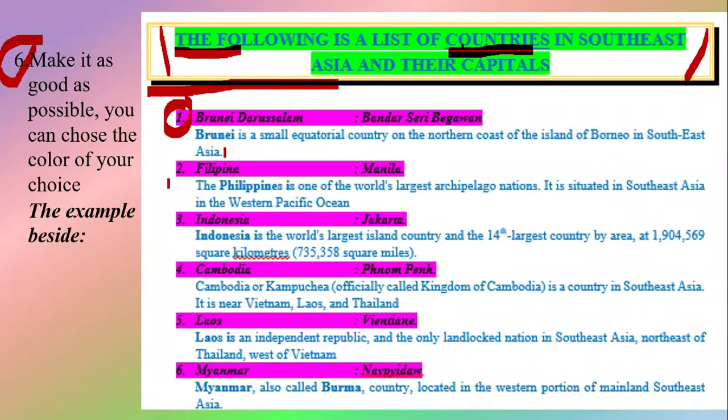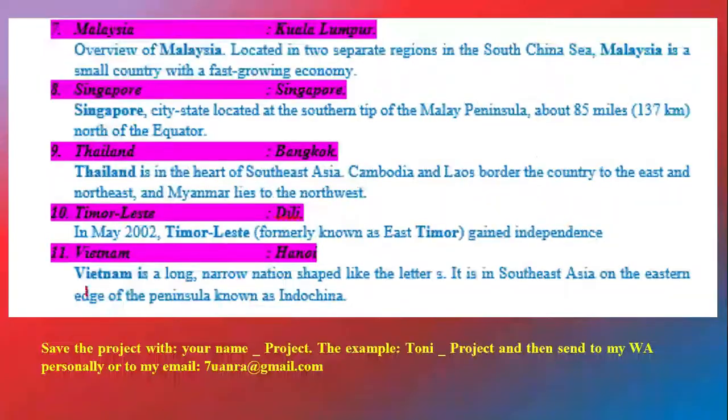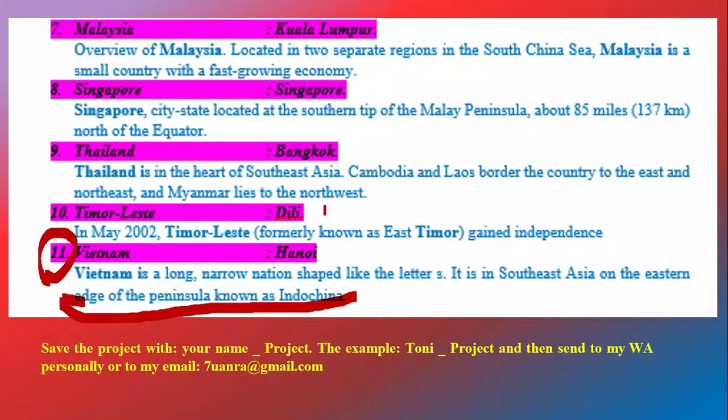Okay, the next, Philippines, ya, dan seterusnya. Make until here 11. Jadi the countries in Southeast Asia itu have 11. Ya, kamu type hampir 11 and then dibuat seperti ini gitu. Dibuat artikelnya sedikit saja. After that, finish it.